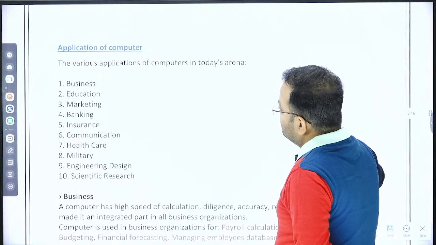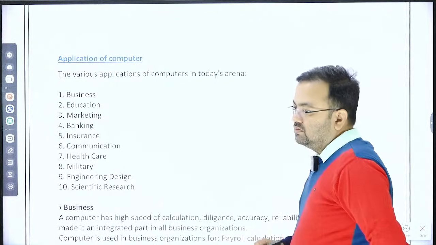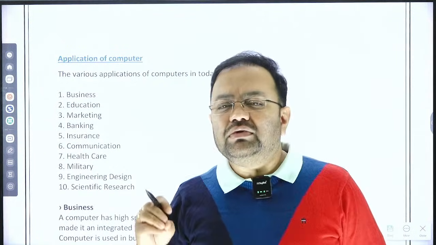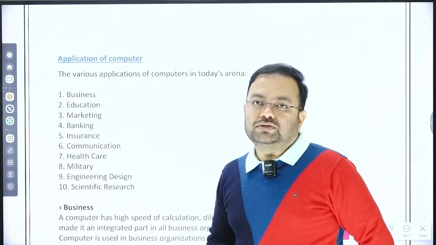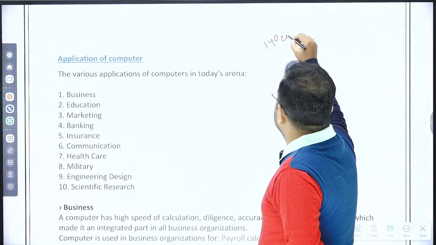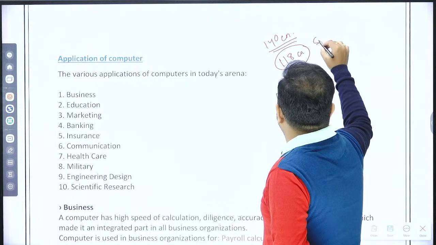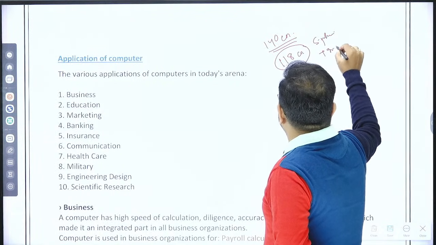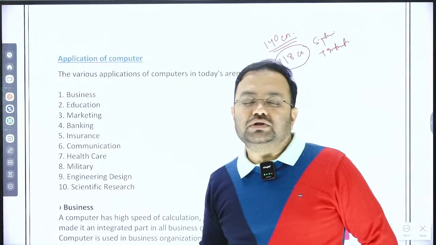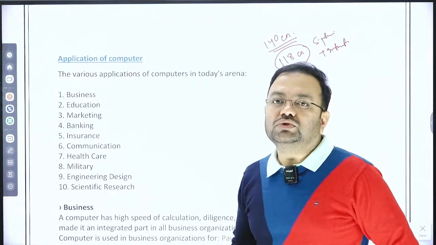Application of computer system. So students, the computer is an electronic device that is connected to every industry, every institution, anywhere now. As per government data, out of 140 crore people, approximately 118 crore people are now using smartphones with internet. So in our India, the accessibility of computer systems has been rapidly increasing over 10 years, from 2014 to 2024-25.